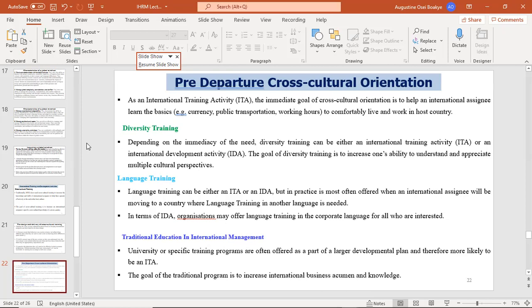In terms of IDA, organizations may offer language trainings in the corporate language for all who are interested. So if the corporate language is English, then it becomes the generic medium of training. And so before you even go, you'll also be required to do it.